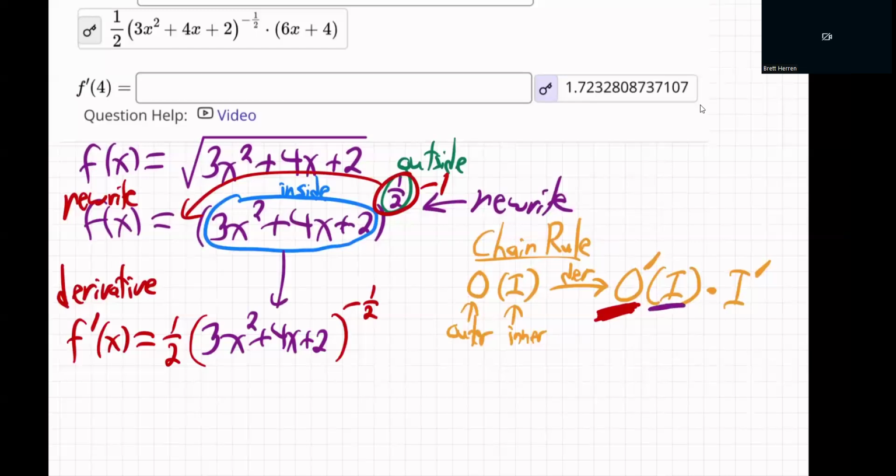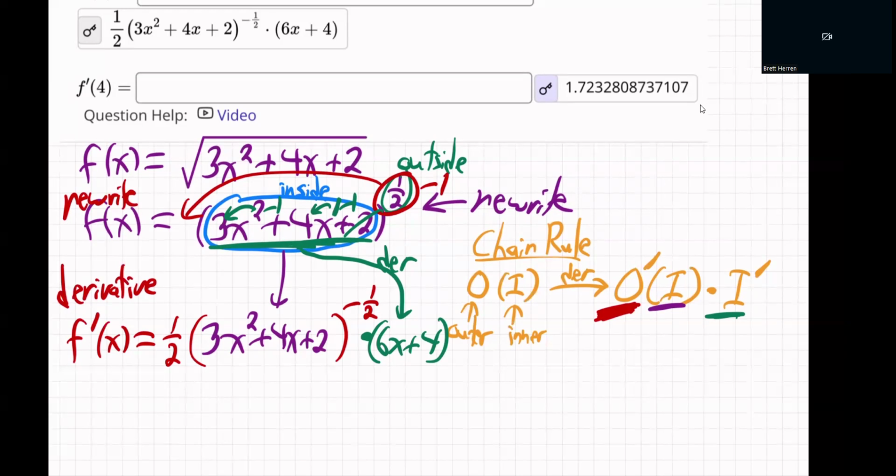And then you go times the derivative of the inside function. So this now will be the derivative of just the inside function. So what's that going to be? Well, the 2 will come down. It's going to be 6x. Subtract 1 from the power, so it'll be x to the first. This has a 1 power already, multiplies that to be 4. Then subtract 1 from the power, it's gone, and the 2 is just 0. There it is.